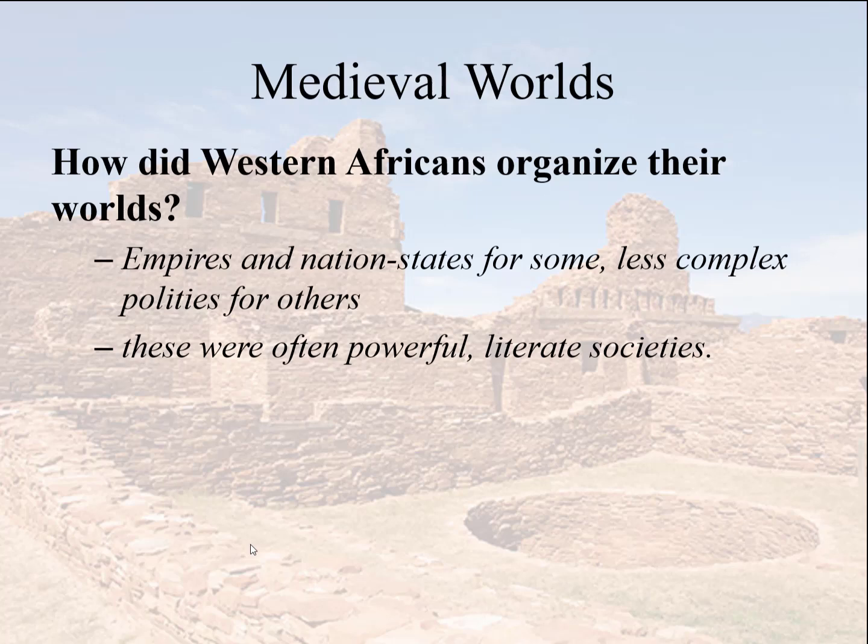To wrap up, how did Western Africans organize their worlds? In empires, nation states, and for some, less complex polities like complex chiefdoms. These were often powerful, literate societies. We'll pick up with the concept of complex chiefdoms, however, in some of our next lectures.